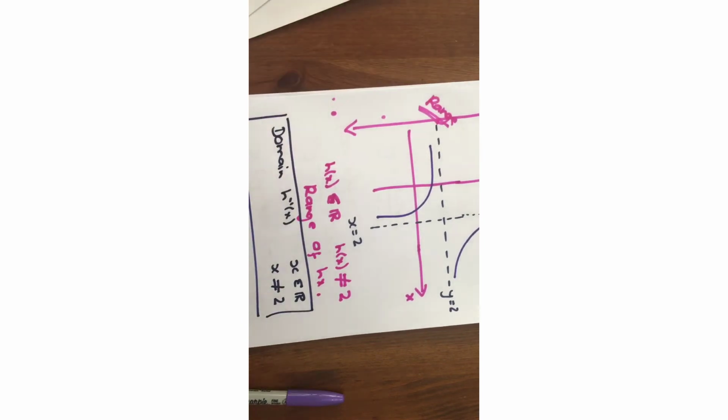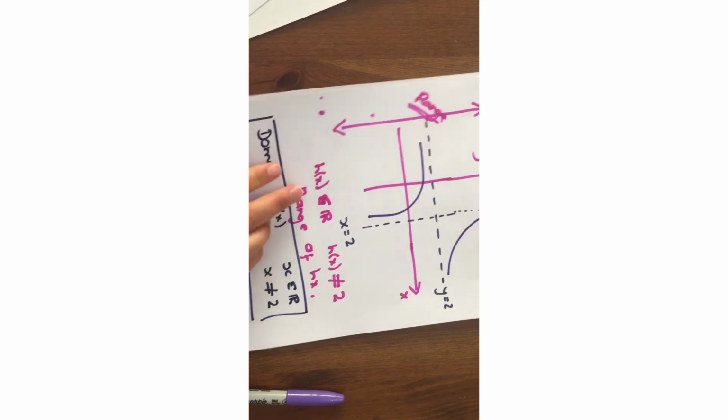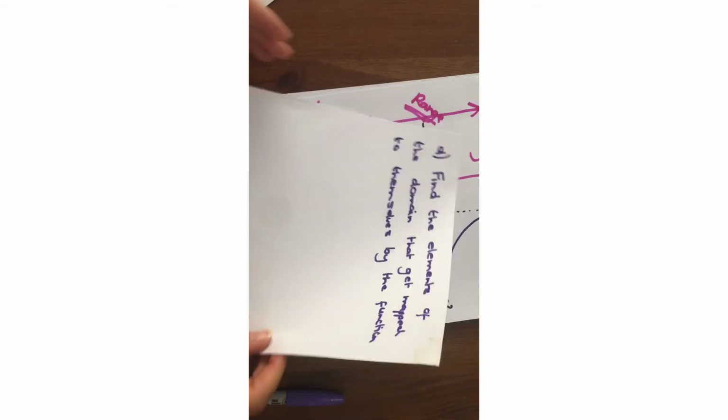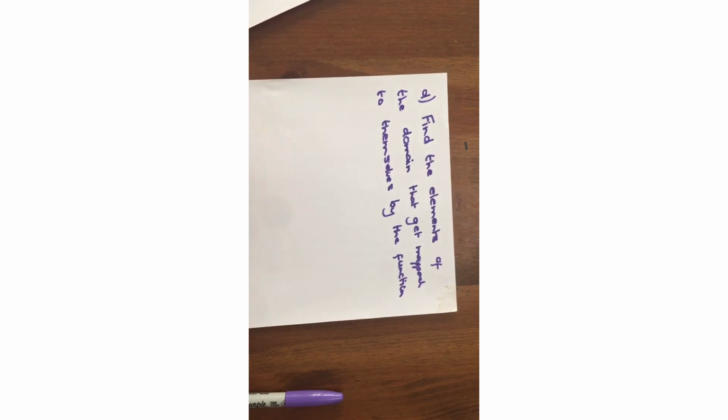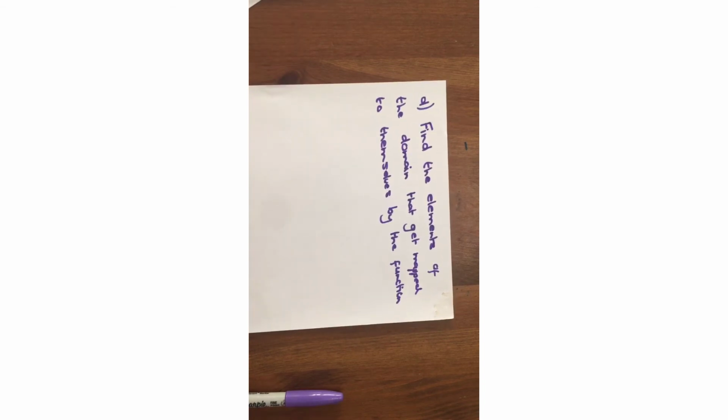Hooray, we got there. Right, there is one final bit, guys. This is the final bit. Find the elements of the domain that get mapped to themselves by the function. What does that mean?